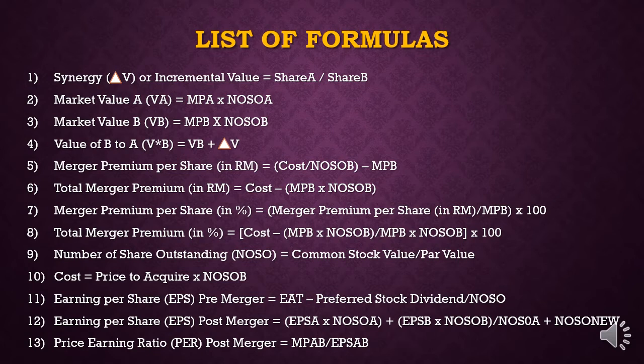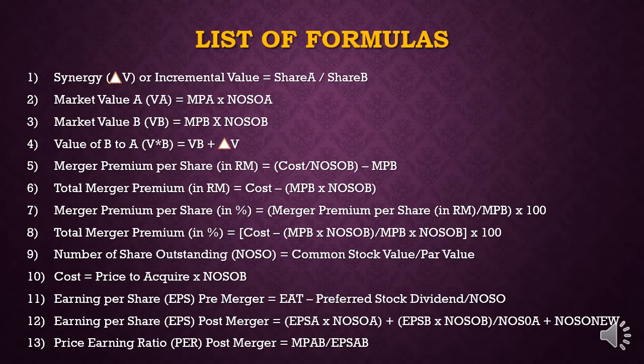The formula number 8 is regarding total merger premium in percent, which equals the cost of the merger minus market price B times NOSO B, which is the number of shares B, divided by market price B times NOSO B, and times 100.